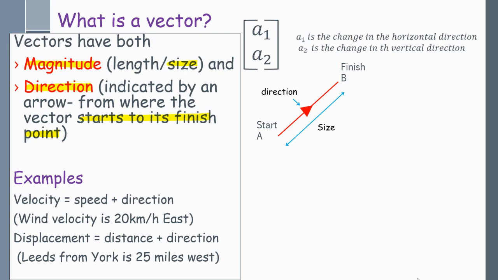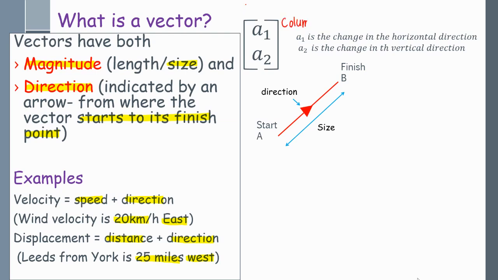Some examples of vectors are velocity, as that has speed and direction. For example, wind velocity is 20 kilometers per hour east, or displacement, which is distance and direction. For instance, Leeds from York is 25 miles, that's the length you're traveling, and the direction is west. So vectors can be drawn as straight lines from one point to another.